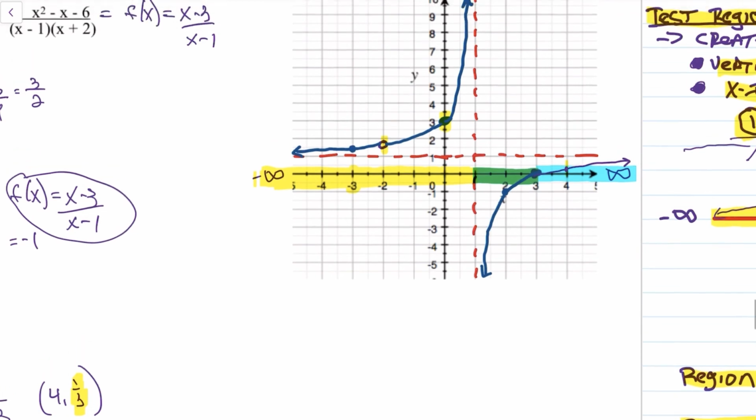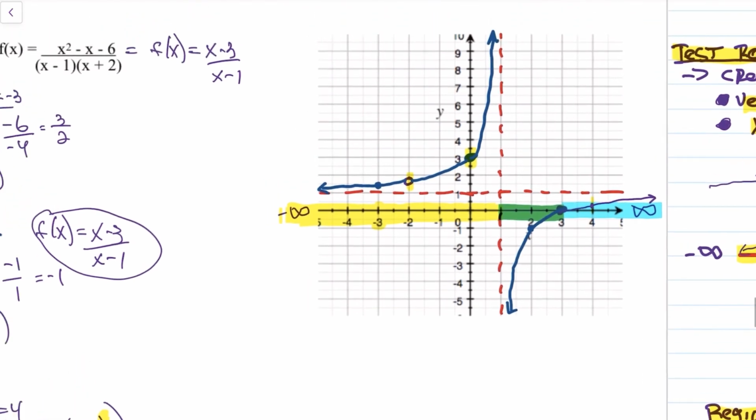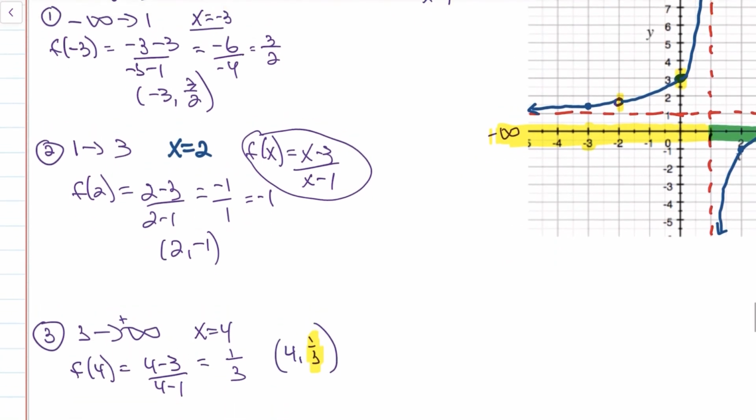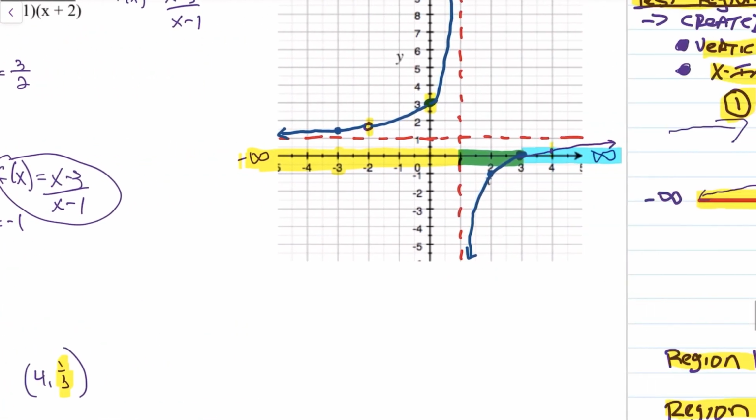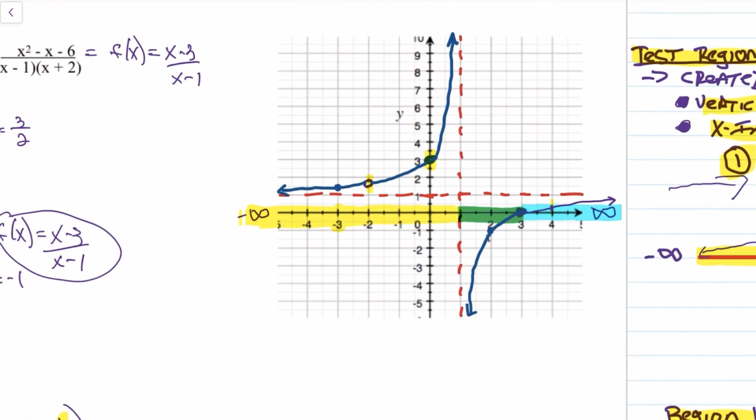And that is how we work with test regions. So we have our 3 test regions, as you can see. And that is the behavior of the graph, and that's exactly how you set it up. You start at negative infinity, and you stop at any place that has a vertical asymptote or an x-intercept, and you create your test regions. And then you just pick x values in those regions, and that tells you whether the graph is going to behave above the x-axis or below the x-axis within those regions. And that's really it. So hopefully that all made sense.